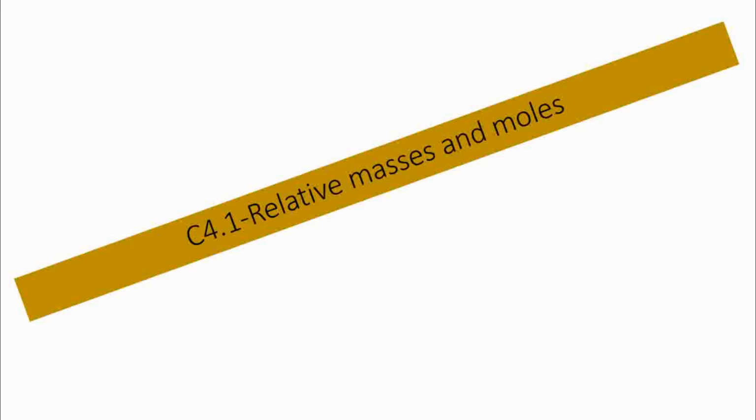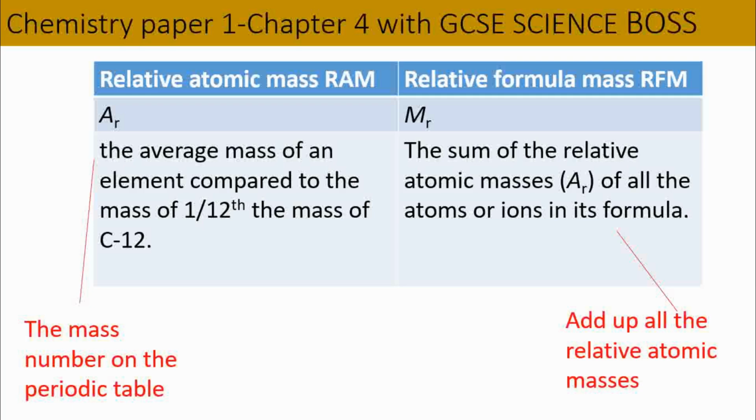So the first chapter, relative masses and moles. Before we do this chapter, one of the first things that you need to know is the difference between relative atomic mass, RAM, and relative formula mass, MR. The symbol for relative atomic mass is AR. The symbol for relative formula mass is MR.